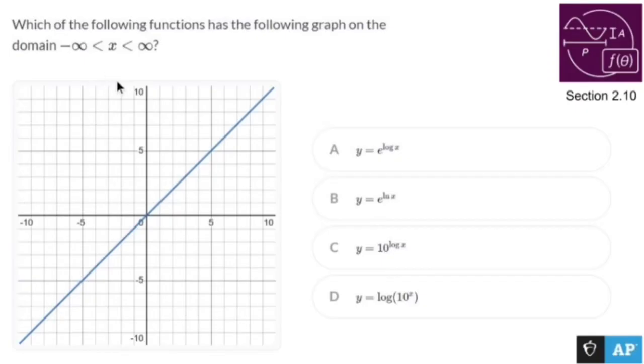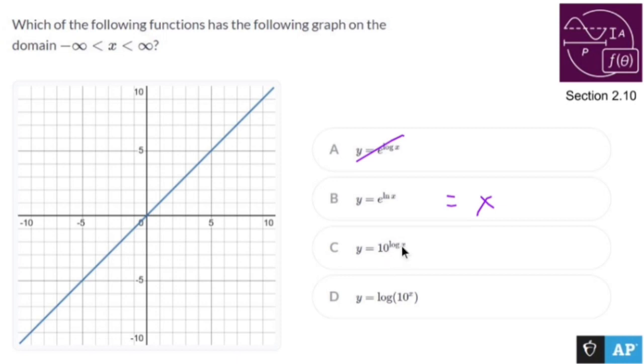Which of the following functions has the following graph on the domain negative infinity less than x less than infinity? All right, so it looks like what I do here is I end up doing some stuff that just kind of cancels each other out. e to the log x does nothing for me, but e to the ln of x has that e and that ln cancel each other out. I don't want to completely get rid of it though, because I have a feeling that's not going to be the only one that cancels out. But that does become x.